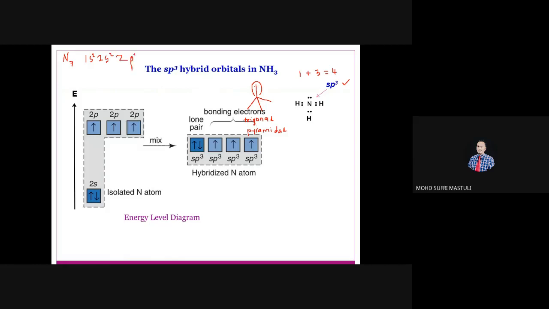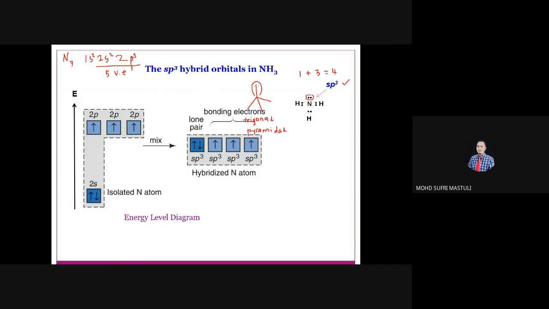This is why the nitrogen atomic orbital has 5 valence electrons. 3 electrons, 1, 2, 3, are used to form single bonds with the hydrogen. The leftover 2 electrons become a lone pair.